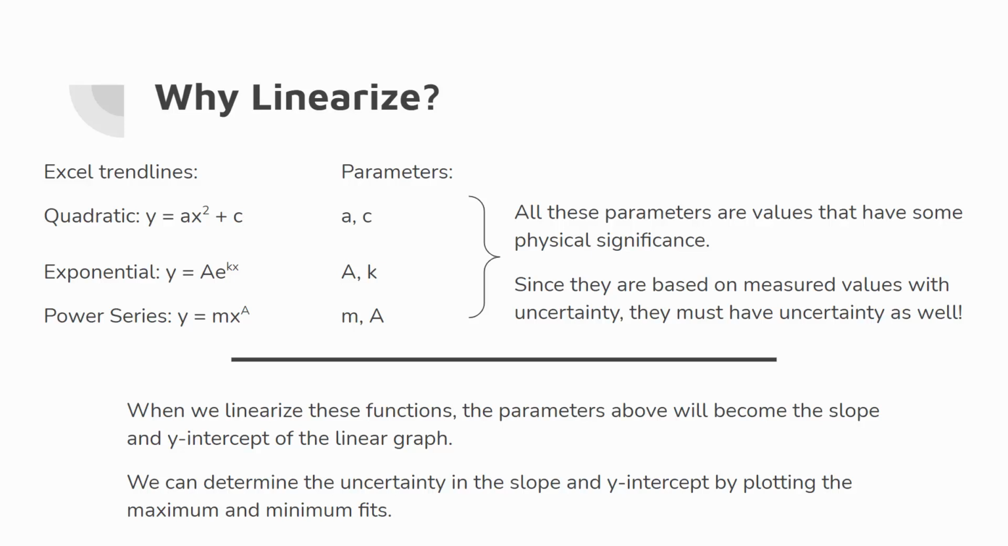So here's the whole point. When we linearize these functions correctly, the parameters in those functions will end up being the slope of the linear function and the y-intercept of the linear function. And we know how to find the uncertainty in the slope and y-intercept of a linear function. We can plot the maximum fit and the minimum fit and then find the uncertainties in those values. So that's why you have to do it.